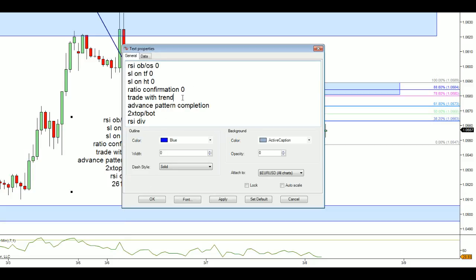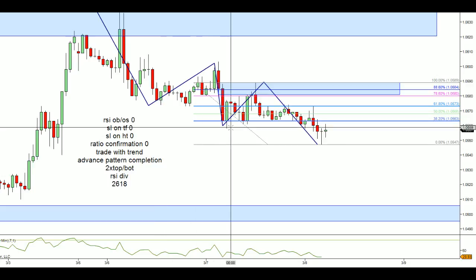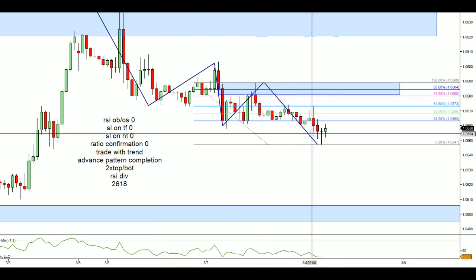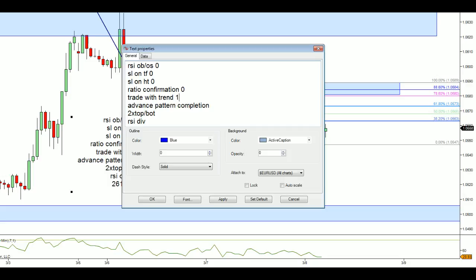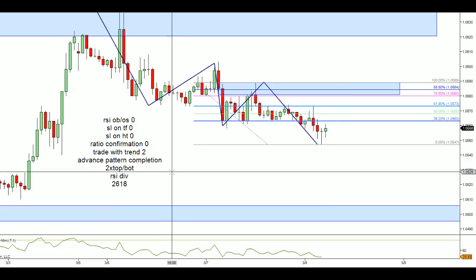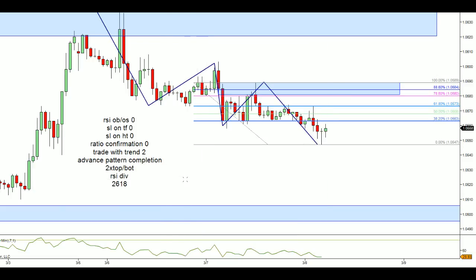Is the trade with the trend? We're bearish on the higher time frame. This would be a bearish trade. So we can say yes, we are with the trend. And you can put a 1. If you prefer a 2, you can put a 2 there. But it's really going to depend on what's more important to you, and then the results of your back testing.